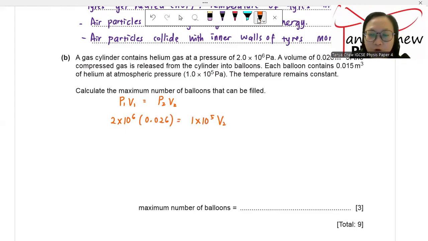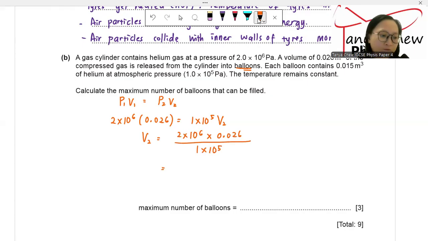I will hold on to the second volume first, because there are a number of balloons, and each balloon can only be filled with 0.015 meter cube of helium. So I find volume 2, which is 2 times 10 to the power 6 times 0.026, divided by 1 times 10 to the power 5, and volume 2, I got 0.52 meter cube.